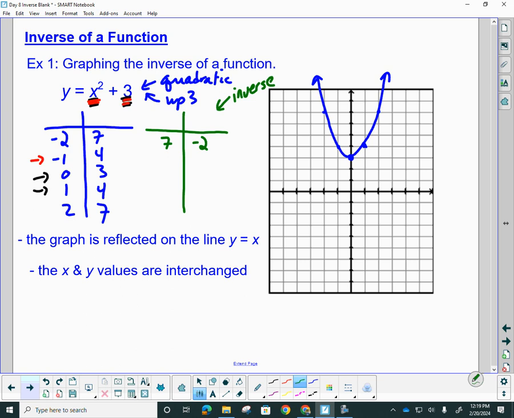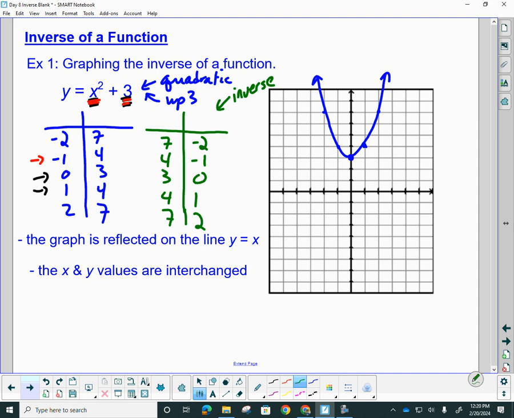If the first was -1, 4, if I switch that, the new coordinate of the inverse is going to be 4, -1. 0, 3 becomes 3, 0. 1, 4 becomes 4, 1. And 2, 7 becomes 7, 2. So this green table of values is a new function called the inverse. And it is all the x's and y's flipped. So let's graph these new points.